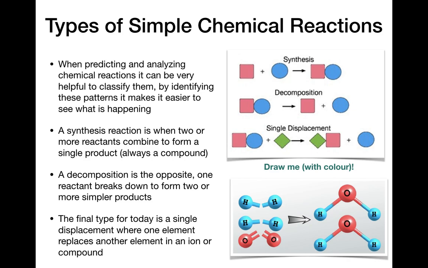And the third type we're going over today is called a single displacement reaction. That's where one element is going to displace another element in an ion or in a compound. So here I have a compound plus an element, and then that element's going to kick out the blue circle, and now we have a different compound and a different element. Those are the 3 for today.